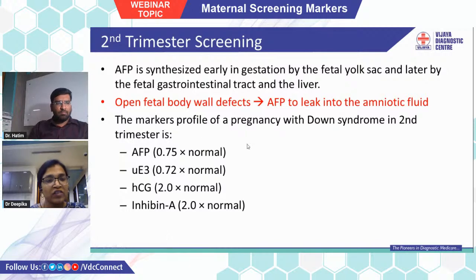Here is an example of a marker profile of a pregnancy with Down syndrome in the second trimester. In the second trimester, the HCG will be high and the inhibin A will be high, especially for a quadruple marker. If it is a triple marker, HCG will be high and the remaining two, AFP and unconjugated estriol, will be low.